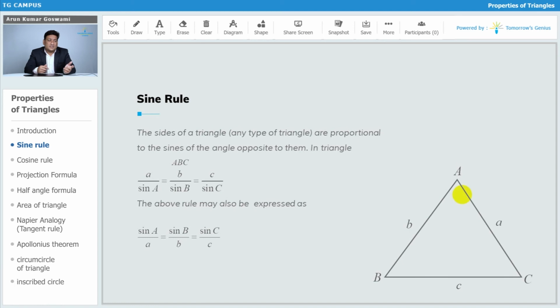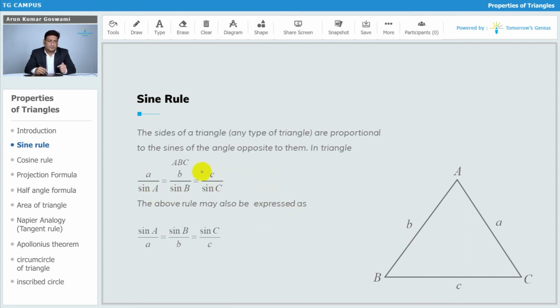Why are we calling this the sine rule? Because we have a sine. You can see here: a by sine A, b by sine B, c by sine C. So this rule is known as the sine rule, where a, b, c are the lengths of the sides of the triangle, and capital A, capital B, capital C are the angles of the triangle.